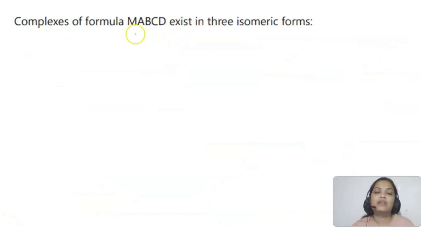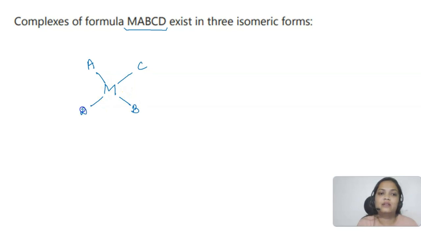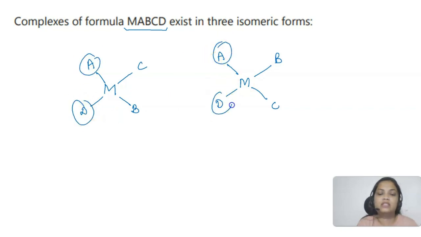Now if I talk about MABCD, this also shows isomerism, meaning all four ligands are different. So here you can fix one. Now A is fixed, now what to do, put B trans to it, with C and D on the sides. Okay, similarly, now put C here, opposite to A. Now look, A and D are on the same side, this is the cis form if I compare A and D. Okay, these two will be cis forms if I am talking about A and D only.